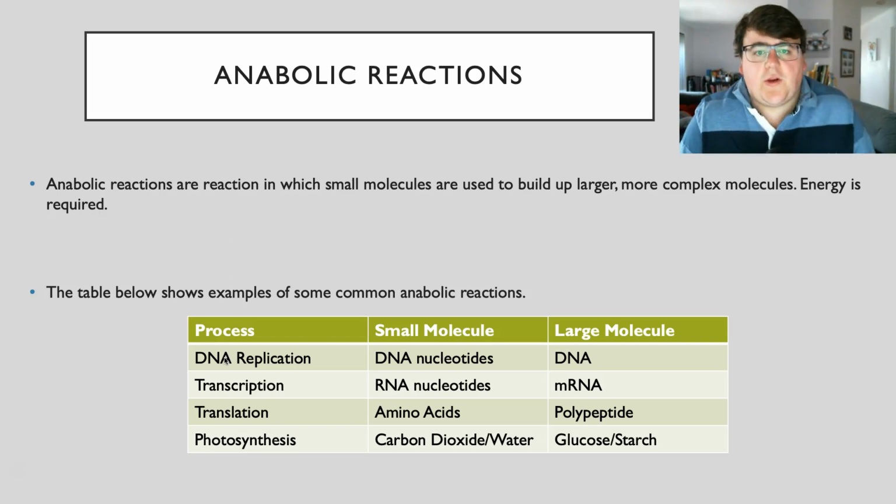What I've also included on this slide is a table showing some common anabolic reactions that happen inside our bodies. For example, DNA replication is when we make a DNA molecule from DNA nucleotides. Transcription: we're making messenger RNA from RNA nucleotides. Translation: we're making a polypeptide from amino acids. And in photosynthesis, we're creating glucose or starch from carbon dioxide and water.